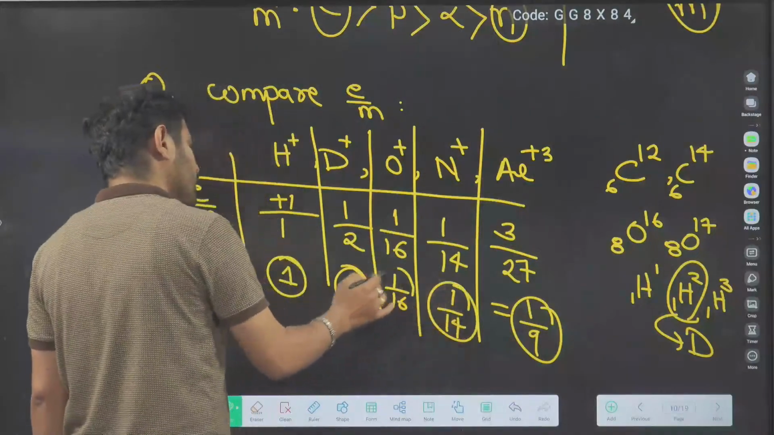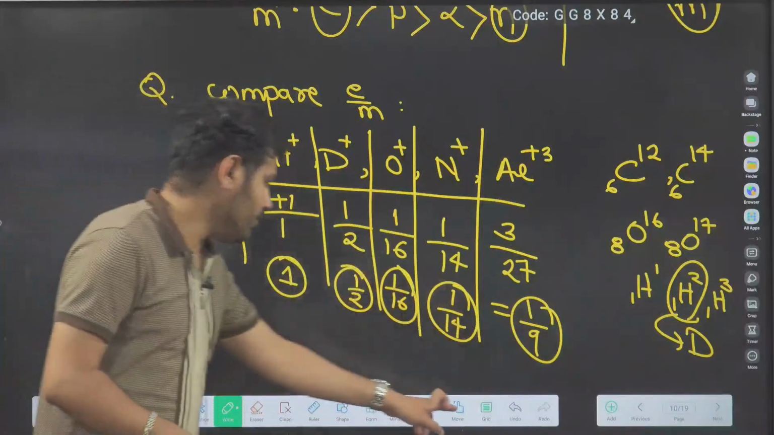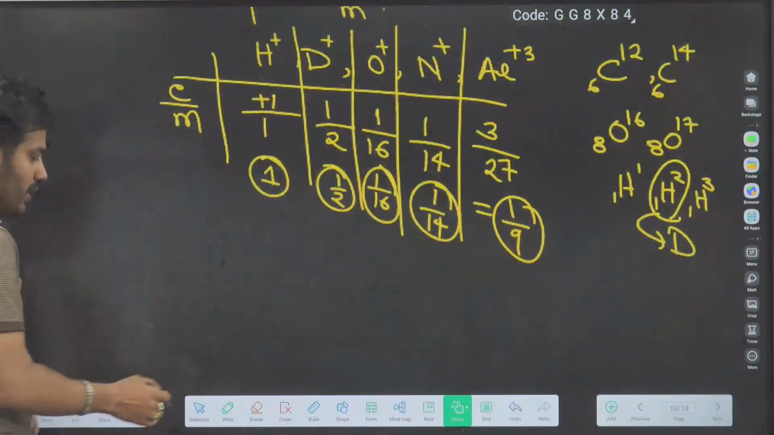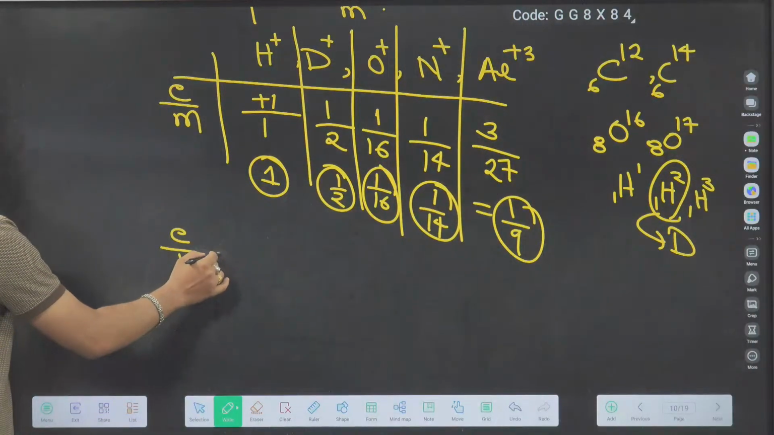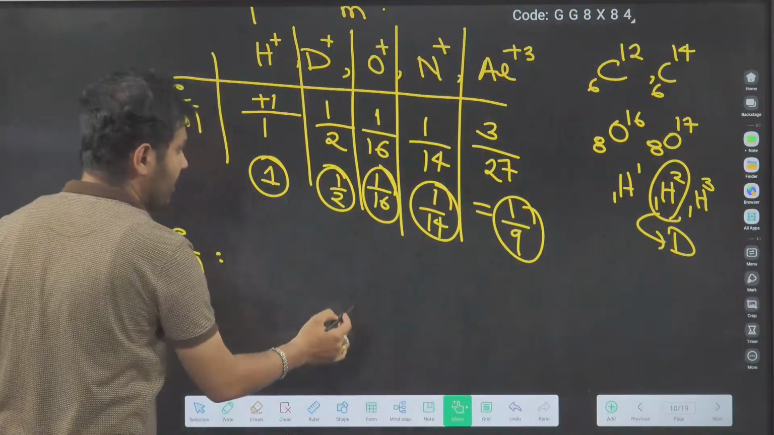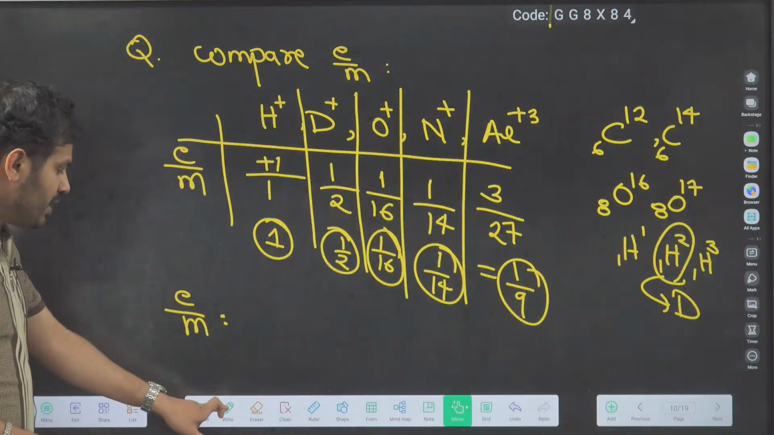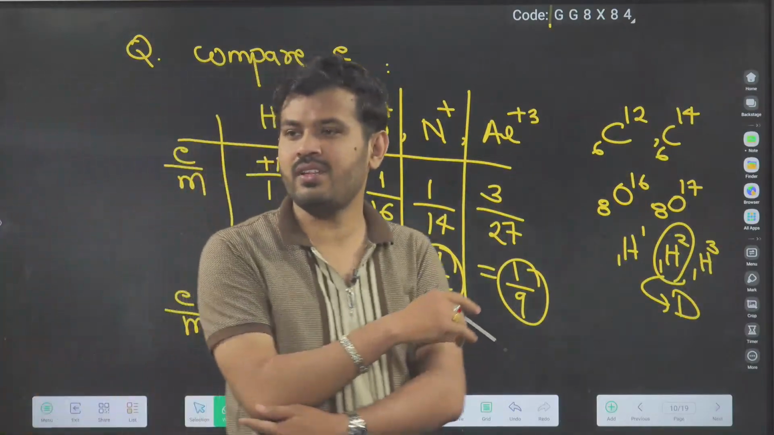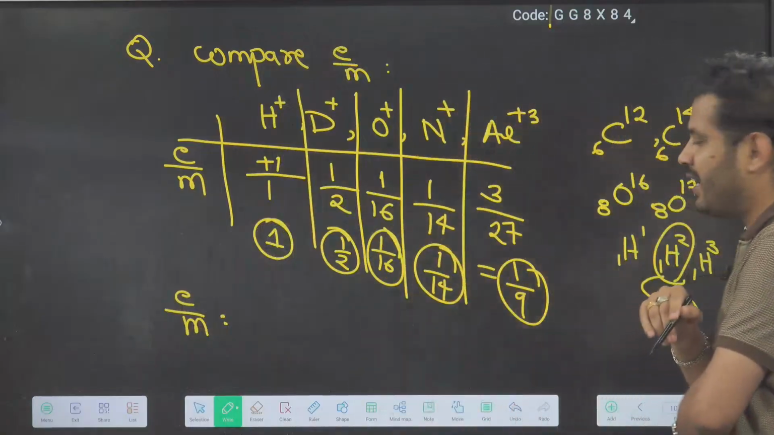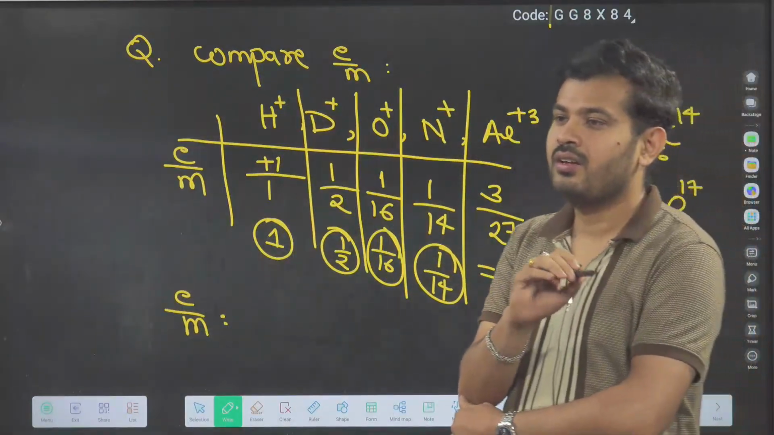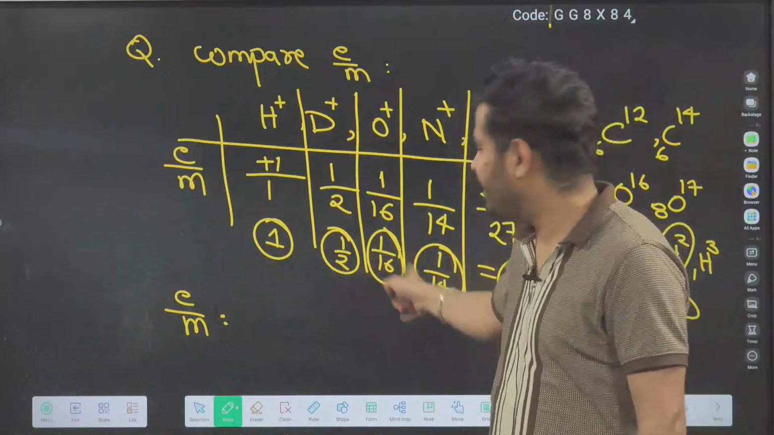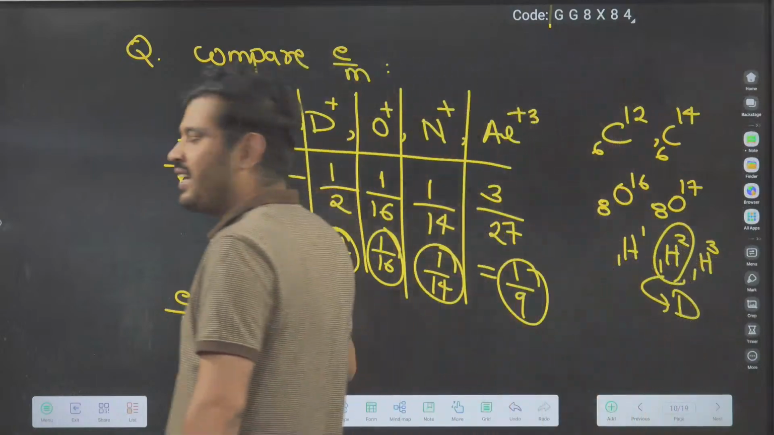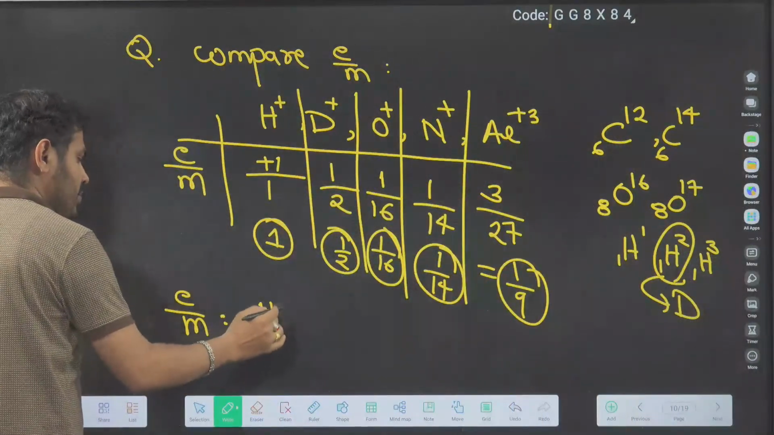Now you conclude which value is smaller, which value is greater. Try to make the correct order of E by M. Which one is the maximum value? Try to arrange them in the correct order. Which one is the maximum value here? 1 by something is there in all the cases, but here 1 is there. That means hydrogen, yes, correct. Hydrogen, first one, H plus is the maximum.